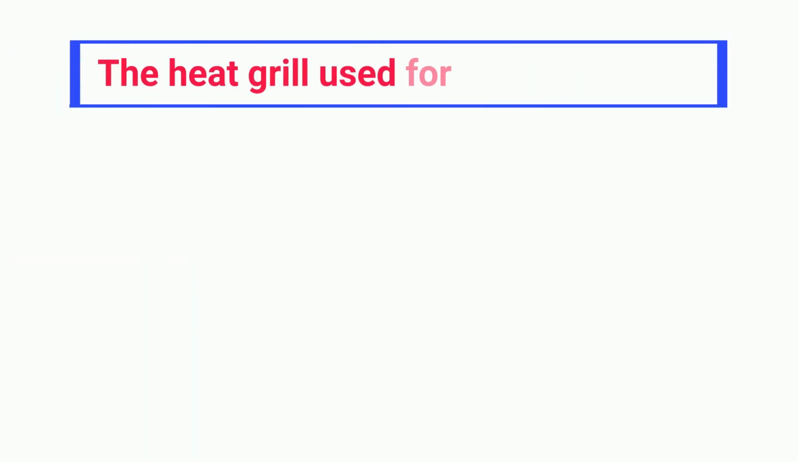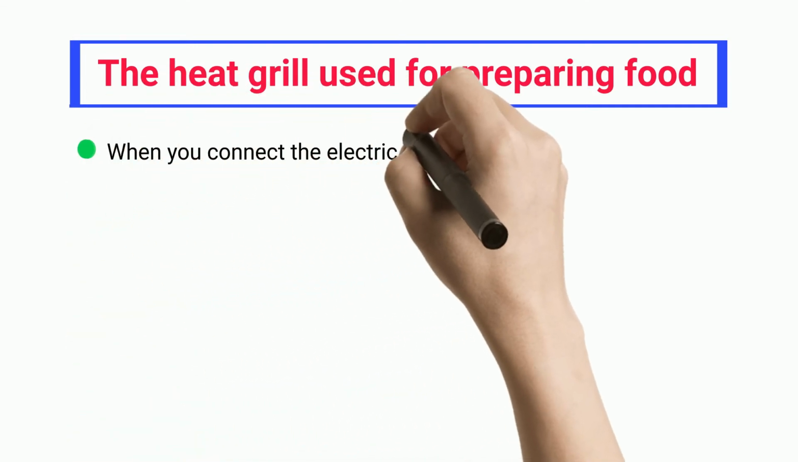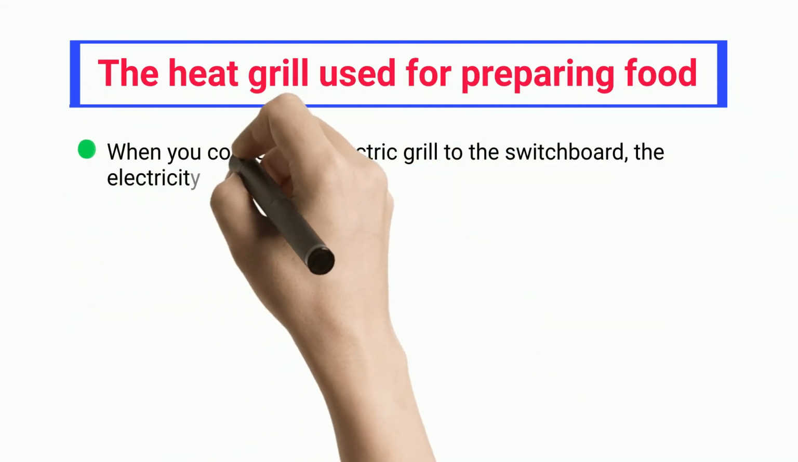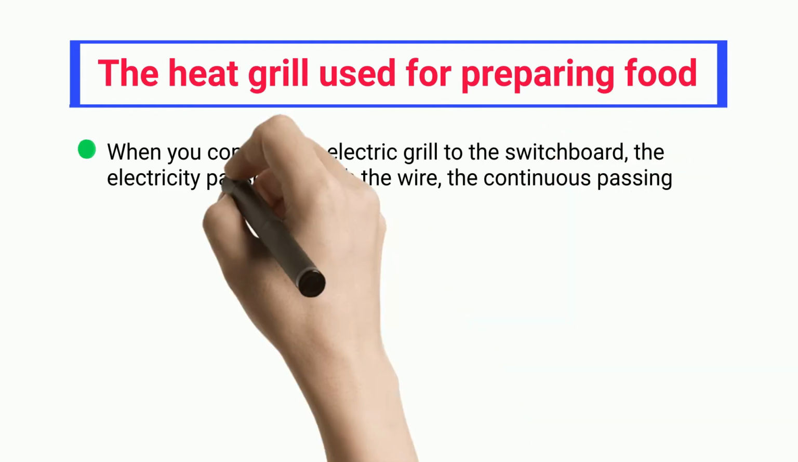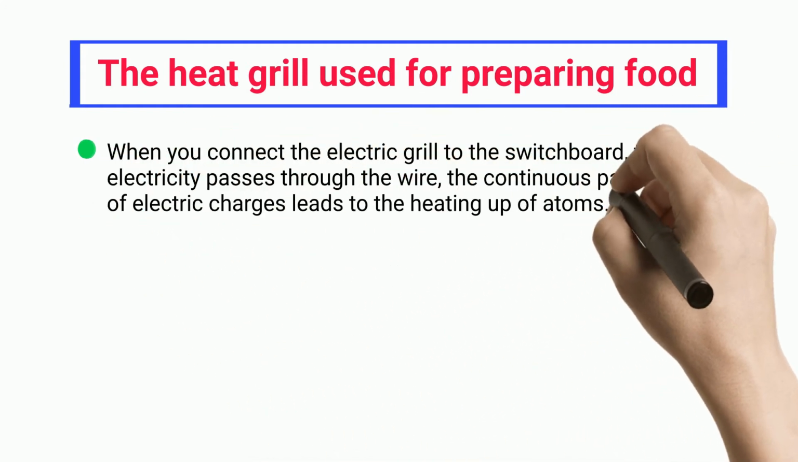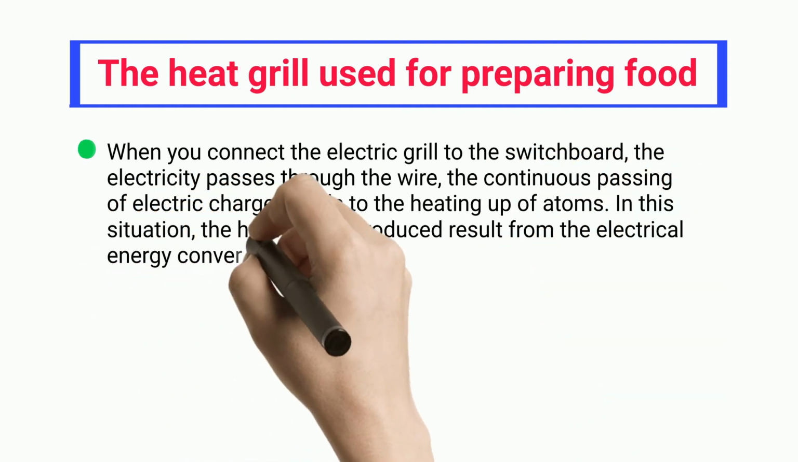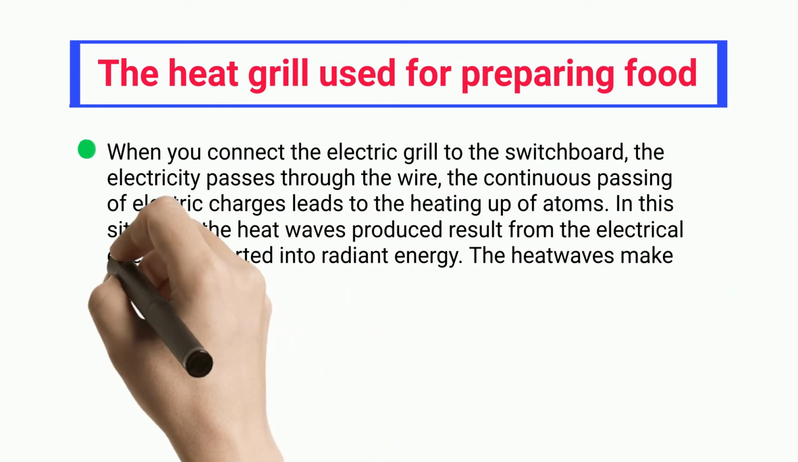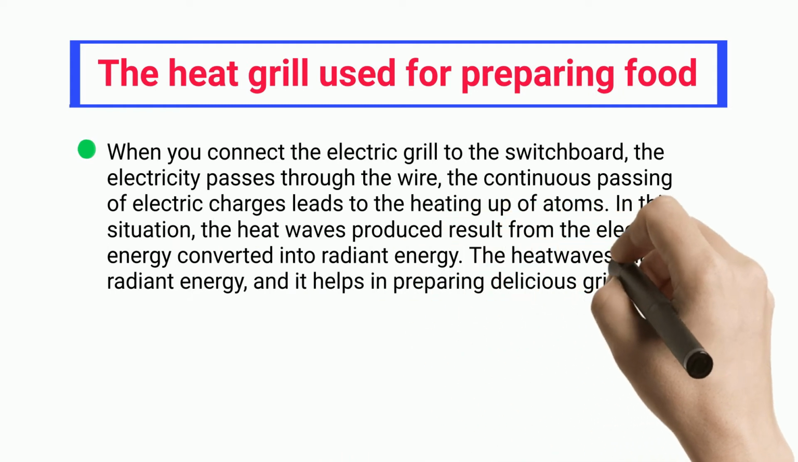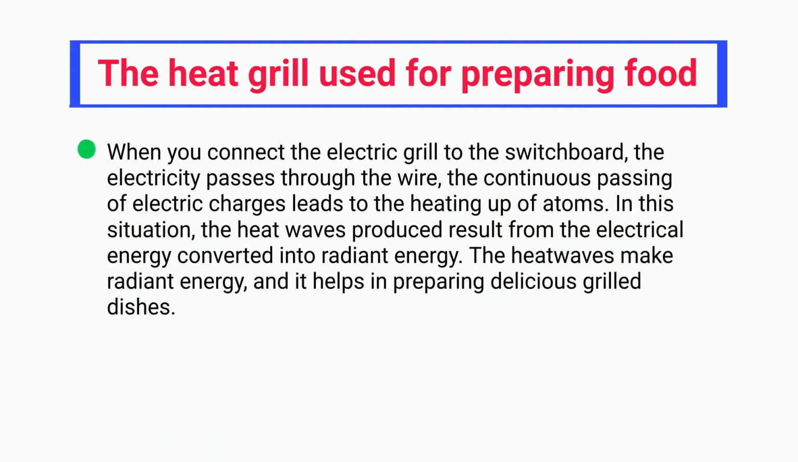The heat grill used for preparing food. When you connect the electric grill to the switchboard, the electricity passes through the wire. The continuous passing of electric charges leads to the heating up of atoms. In this situation, the heat waves produced result from the electrical energy converted into radiant energy. The heat waves make radiant energy, and it helps in preparing delicious grilled dishes.